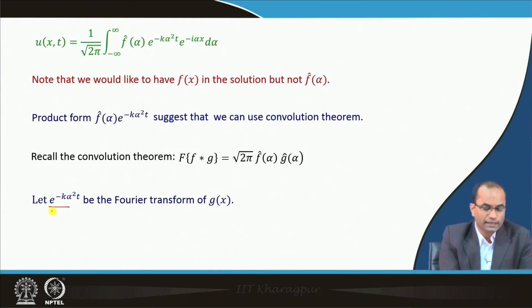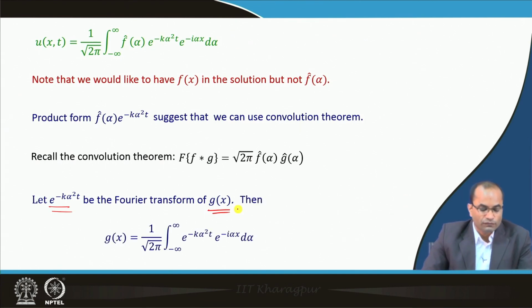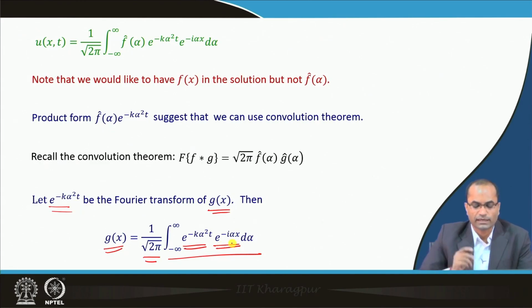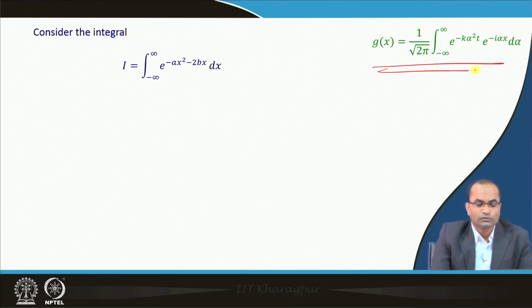Assuming that this is the Fourier transform of g(x), we can apply the inverse Fourier transform: g(x) is 1 over square root 2 pi, the integral of e power minus k alpha square t and e power minus i alpha x, d alpha. So, we need to solve this integral now. How to solve this integral?